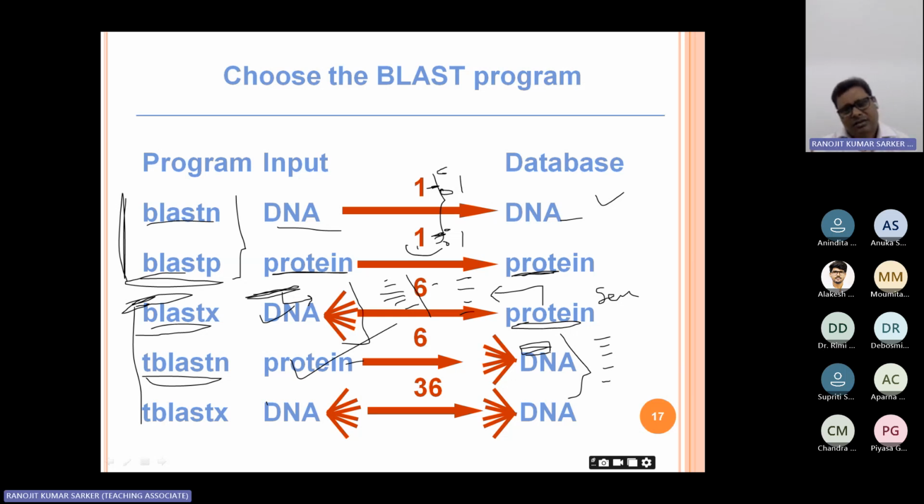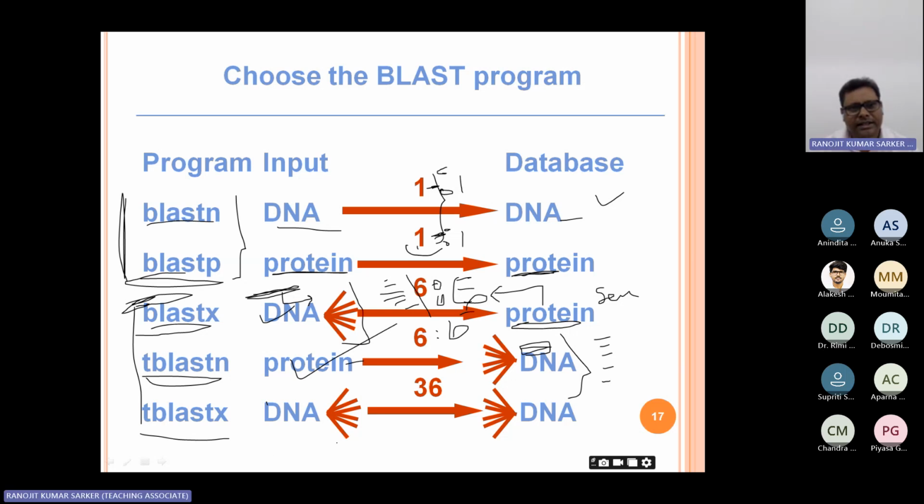Now, the last one. In these two cases, we are saying that it is 6 to 6 cardinality. Now you understand why it is called 6 to 6 cardinality. Now if I talk about TBLASTX, okay, it is TBLASTX.